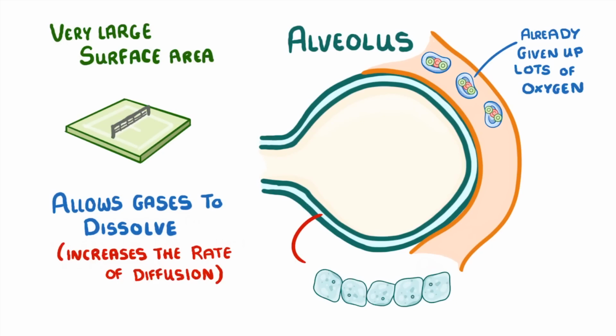The carbon dioxide, on the other hand, will be at a higher concentration in the blood than the alveoli, so it can easily diffuse across. And once in the alveoli, we can just breathe it out. Now, although we showed it in this picture, it's important to remember that carbon dioxide isn't actually carried by red blood cells, like oxygen is. It's just dissolved in the blood plasma.